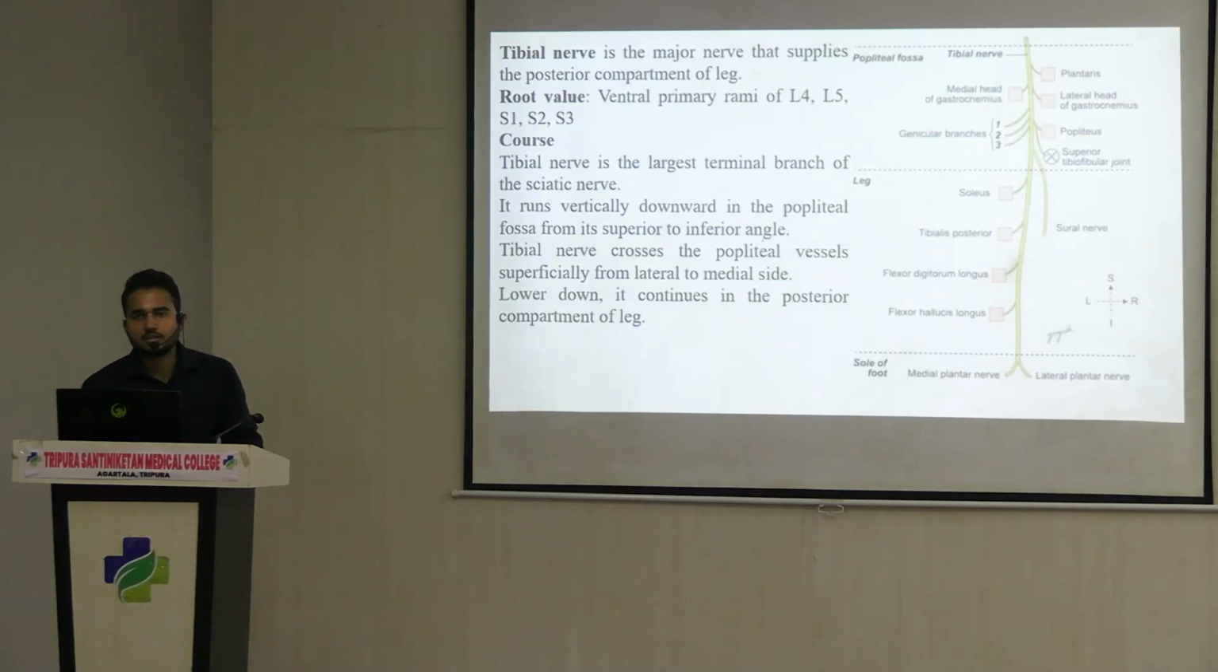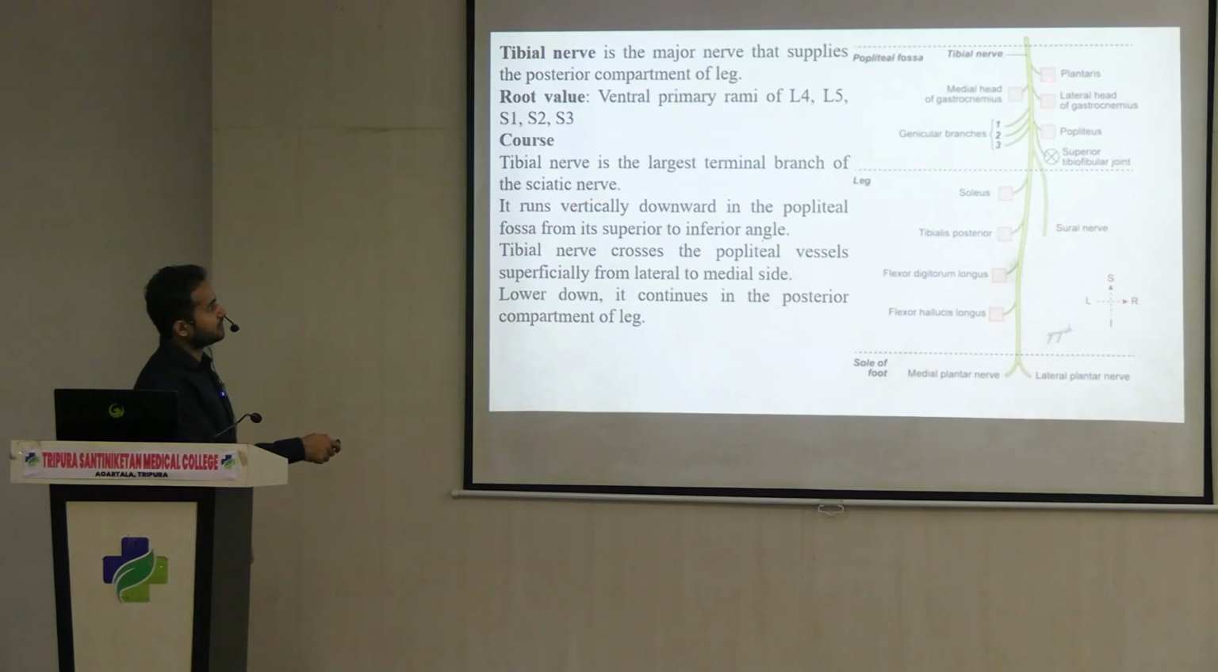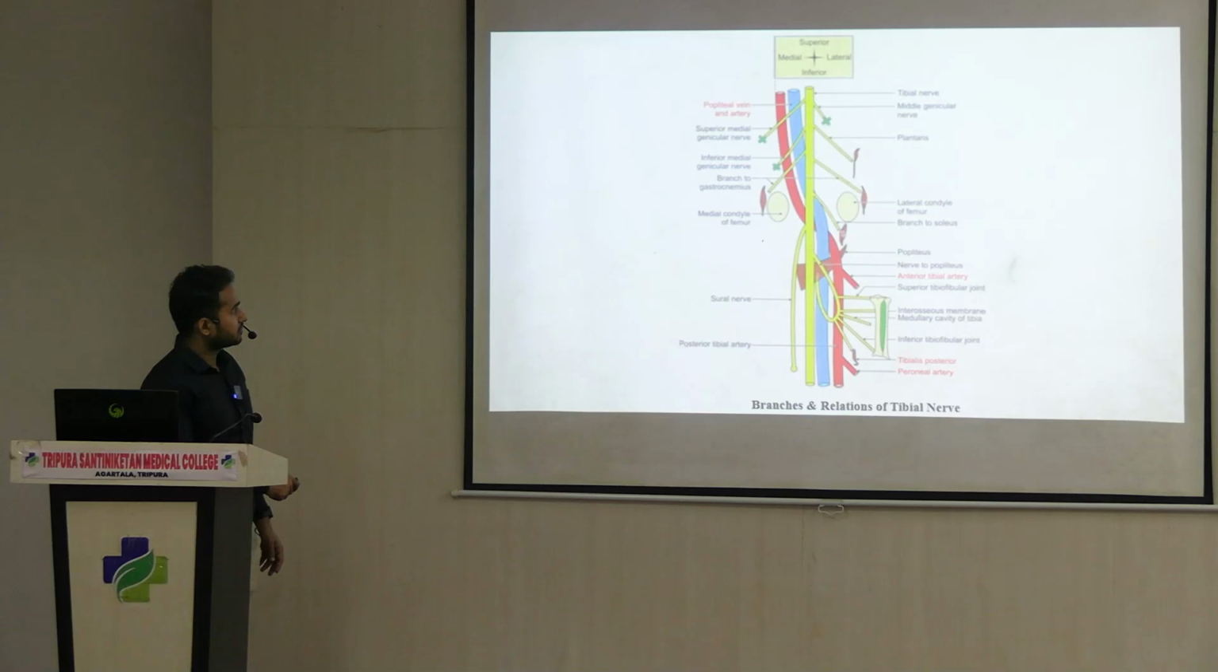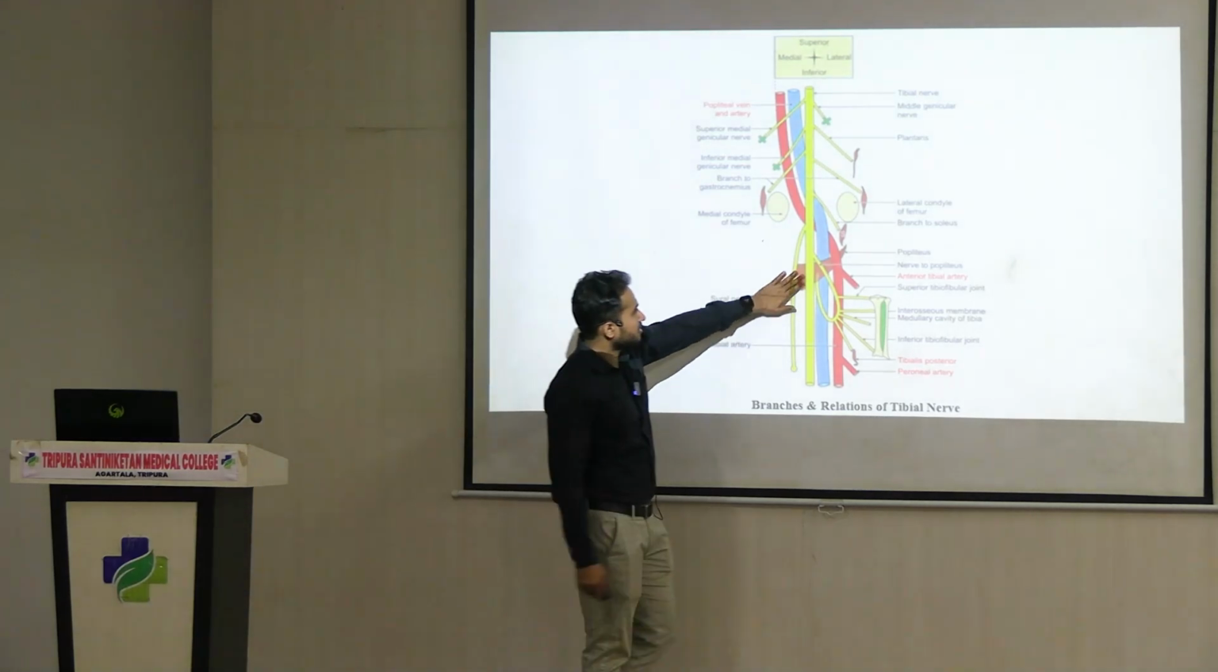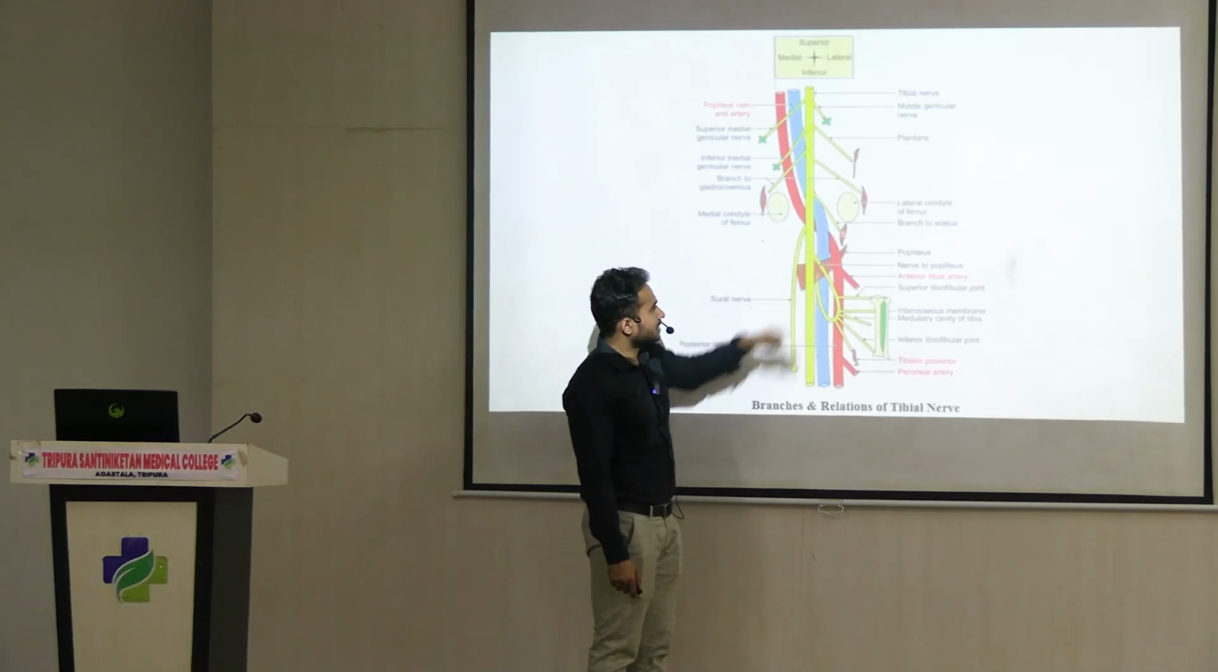Now if you see the muscular branches, where do they supply? You can see the plantaris, the medial head of the gastrocnemius, the lateral head of the gastrocnemius, and even the popliteus. Then in the leg, all the muscles, starting from the soleus, tibialis posterior, flexor digitorum longus and flexor hallucis longus, are supplied by the tibial nerve. Now, can anyone tell me the peculiarity of the nerve to the popliteus muscle? Let me show you the diagram. Here you can see all the branches. This is the popliteus muscle, and this is the nerve to popliteus.